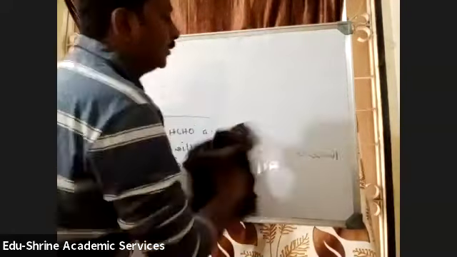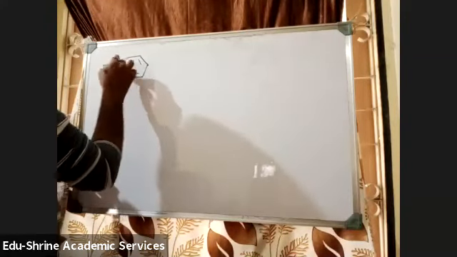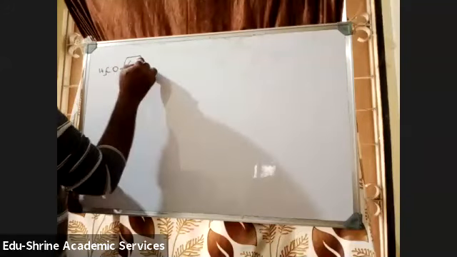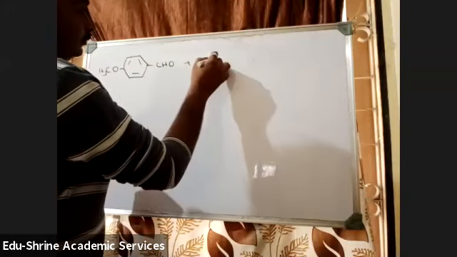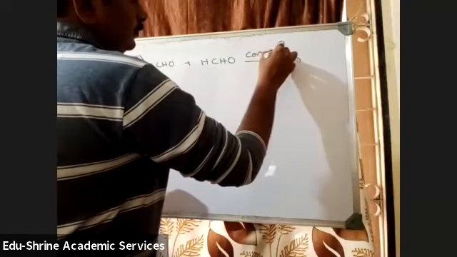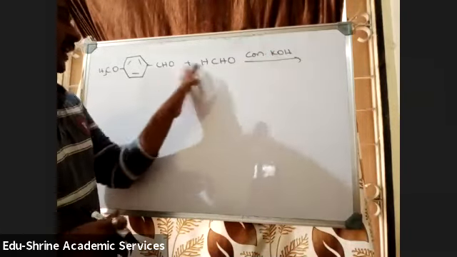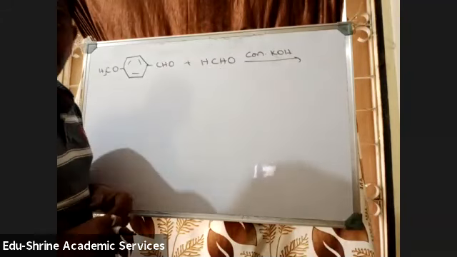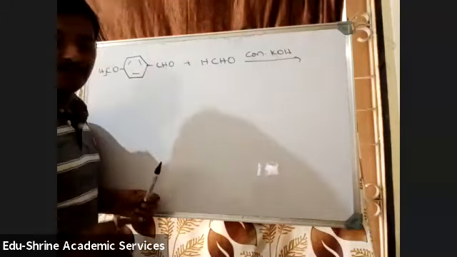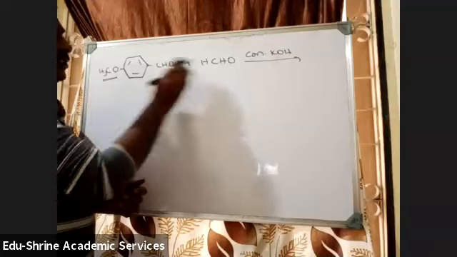One more example. So one is benzaldehyde, one is a substituted benzaldehyde, and one is formaldehyde. Questions like these will come in the exam, students. First tell me, from this, will there be any reaction of the OCH3 group?